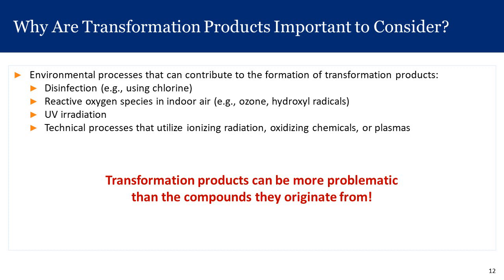And similar to this, we also have to think about other technical processes that use, for example, ionizing radiation, oxidizing chemicals, or also plasmas that are sometimes used. And the main reason why it is important to account for these transformation products is that there are numerous examples that have shown that some of these transformation products can actually be more problematic than the original compounds that they originate from. So again, if we really want to do an exposure assessment and think about what are potential health implications of these exposures, it is very important to also think about these transformation products.